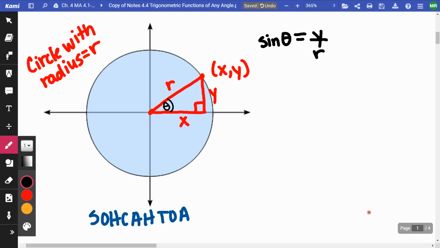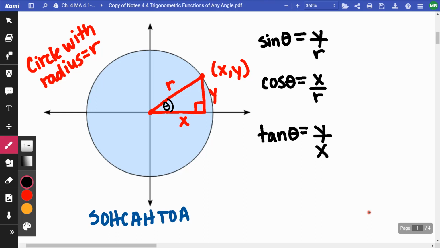It's not just the y coordinate. Cosine of theta is going to be adjacent, which is x, over my hypotenuse, which is r. So again, it's not going to be just the x coordinate. This is when my radius is not 1, any r besides 1. So tangent is going to be opposite, which is y, over adjacent, which is x. So that's going to remain the same.